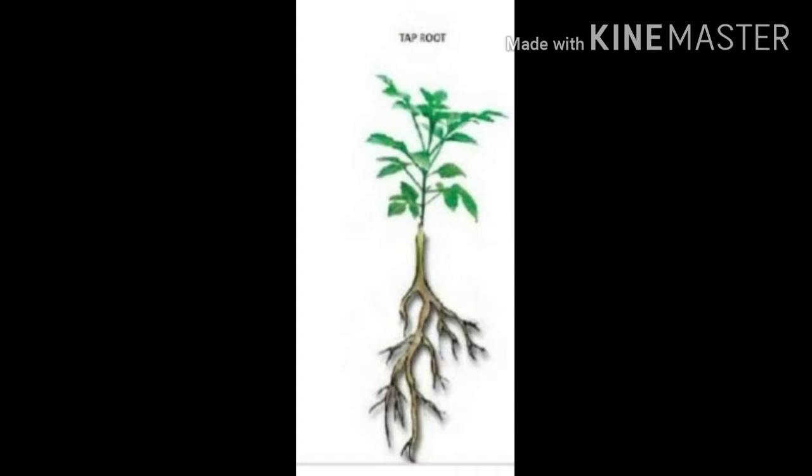Taproot: the long main root that grows from the end of the stem and extends downwards with many small roots is called a taproot. Example, neem tree and mango tree. They have a taproot system.